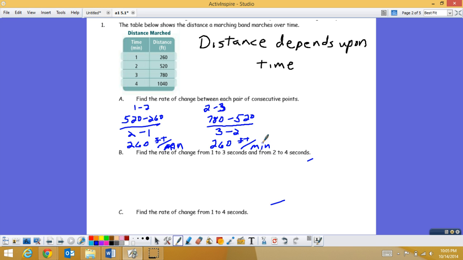Have I been saying seconds again? Holy cow. But that would be cruising. I would challenge any of you to march at 260 feet per second. I don't think you can do it.